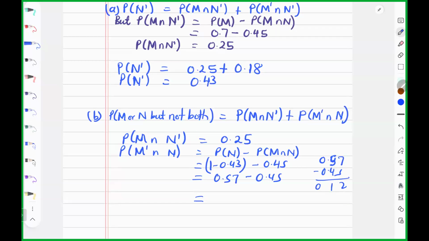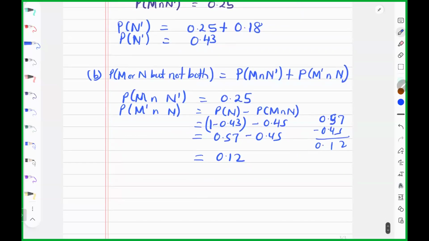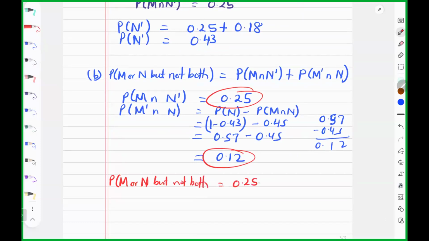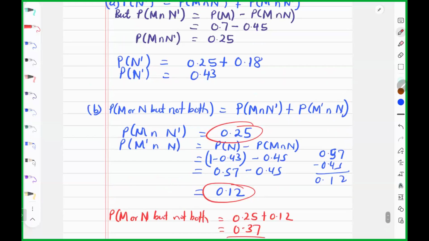I'm getting 0.12. I hope that's what you guys are also getting. So our final answer will be the sum of these two. This value here and that value there. So you have probability of M or N, but not both, being equal to 0.25 plus 0.12. This gives us 0.37 as our probability.